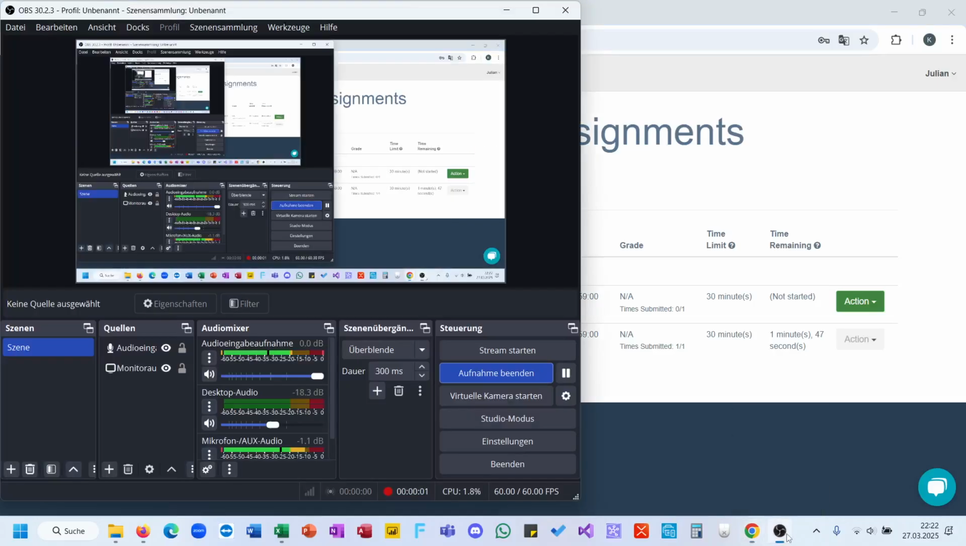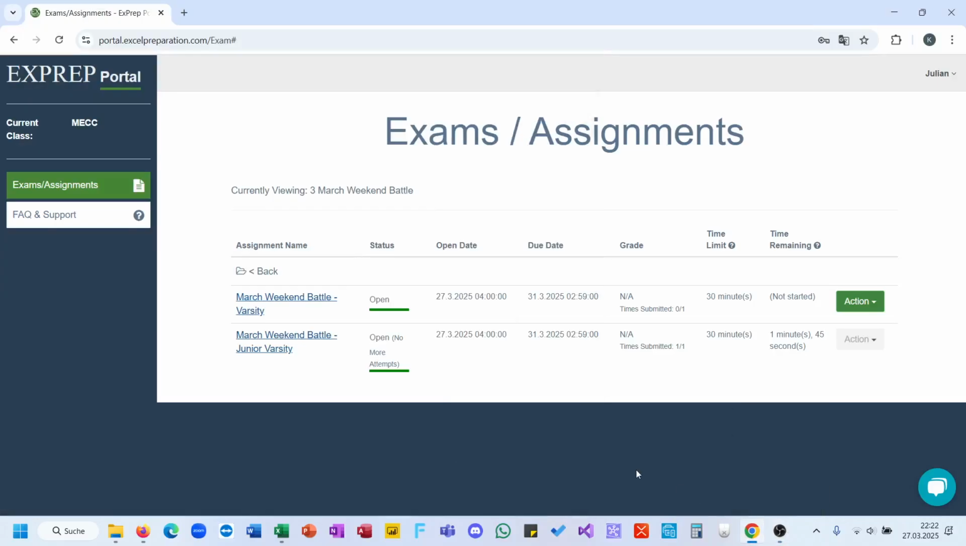Hello guys, now it's time for the Varsity level of the March weekend battle. I've done the junior Varsity level, so let's do the real stuff.